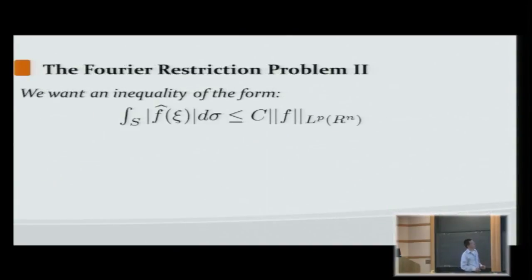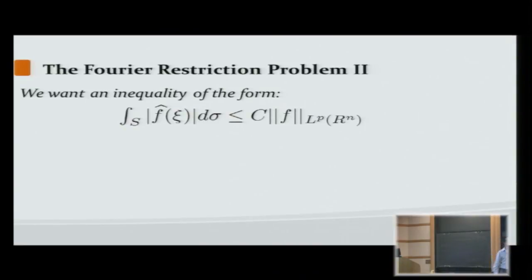And so what we would like to do is prove an inequality that says that if we take the L1 norm of the Fourier transform of a function over the surface, then it can be upper bounded by the LP norm of the function itself. Now you should say, well, you're trying to figure out if you can make sense of it on the paraboloid, so how do you take the integral over it? And so what I would like to do is just assume my function is smooth, and then I can always make sense out of it.